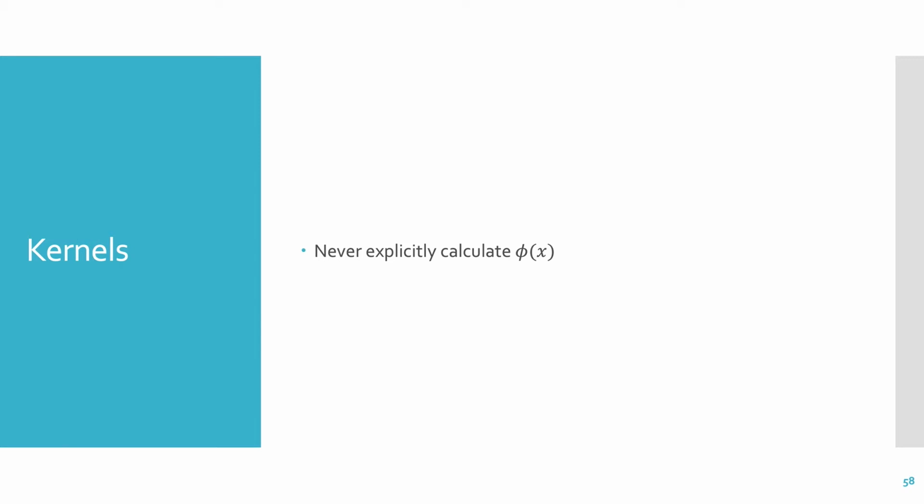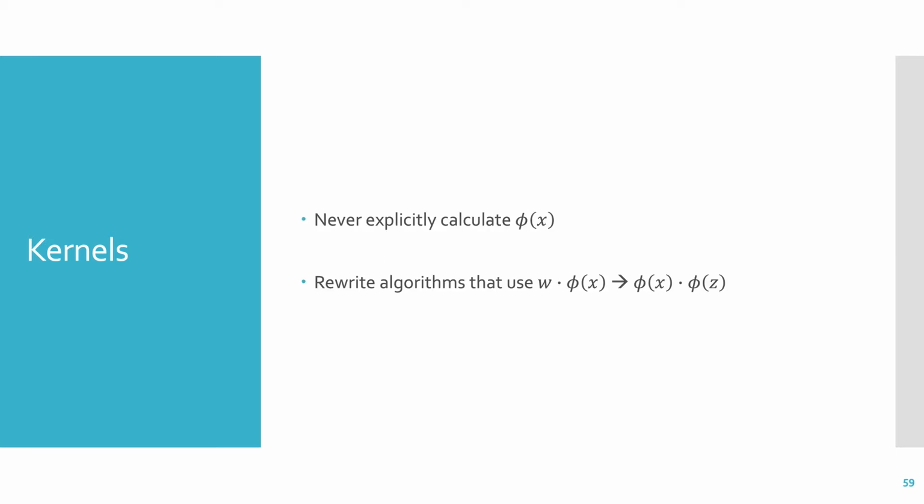So what we want to do is never explicitly calculate phi of x. That is, we never want to explicitly calculate the feature expansion. The only way we can do that is to rewrite our algorithm such that w dot phi of x can be written as the dot product between samples.